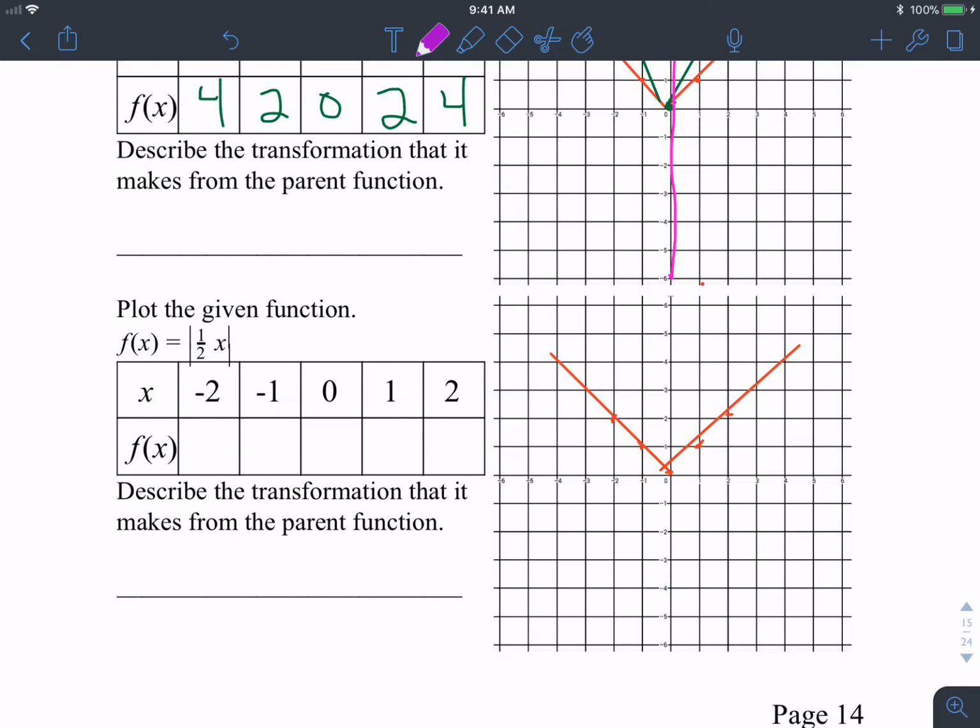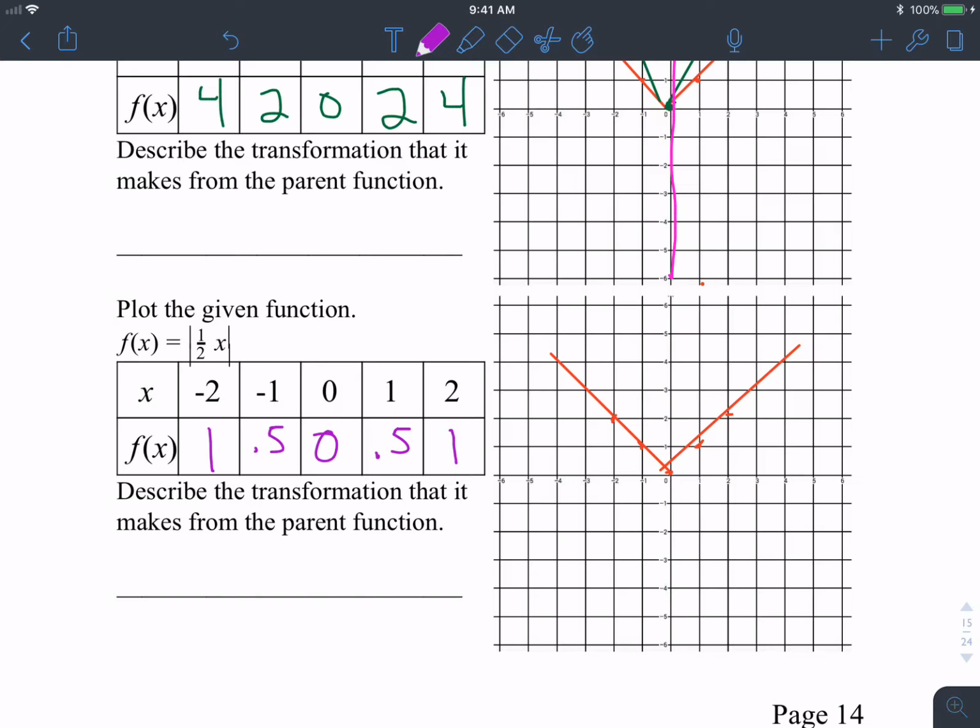Plug in 0, we get 0 times half, which is 0. Plug in 1, we get 1 times half, and the absolute value of half is just a half. If we plug in 2, we get 2 times half, which is 1. The absolute value of 1 is just 1. If we plug in negative 1, we get negative 1 times half, which is negative a half. And the absolute value of negative a half is just a half. And if we plug in negative 2, we get negative 2 times half, which is negative 1, and the absolute value of negative 1 is just 1.